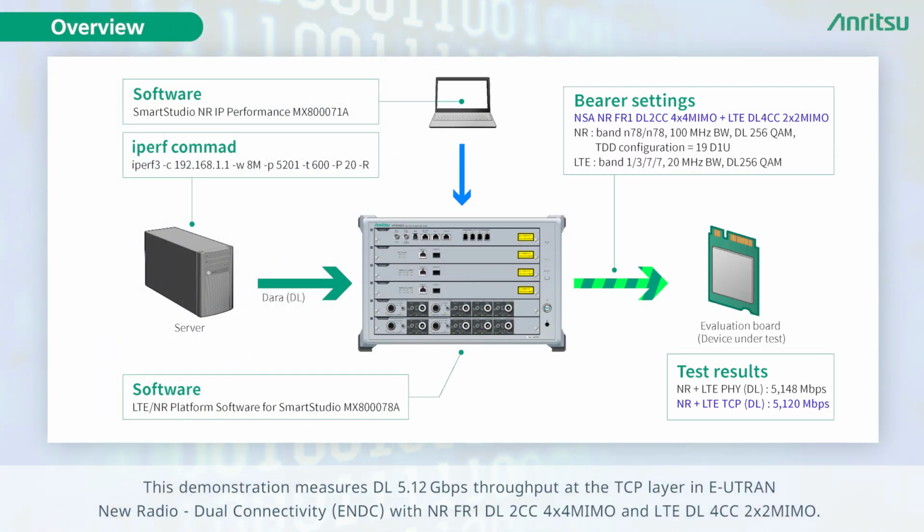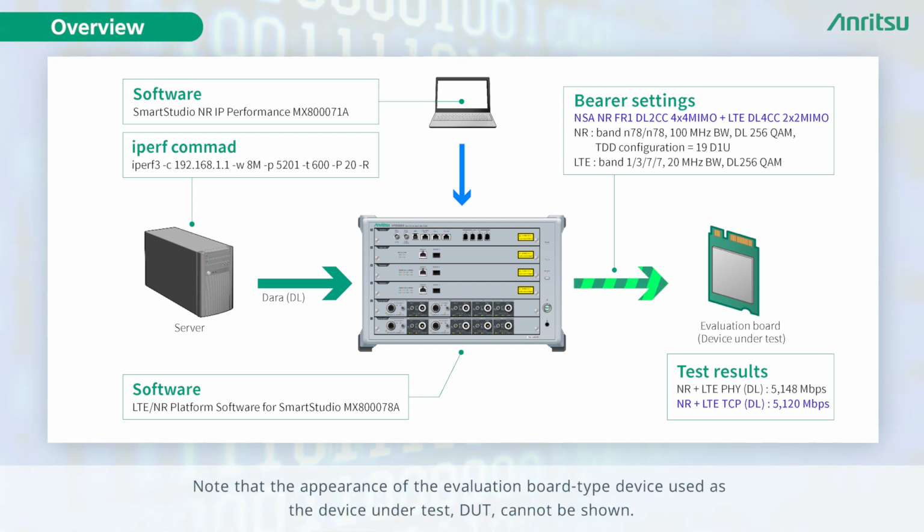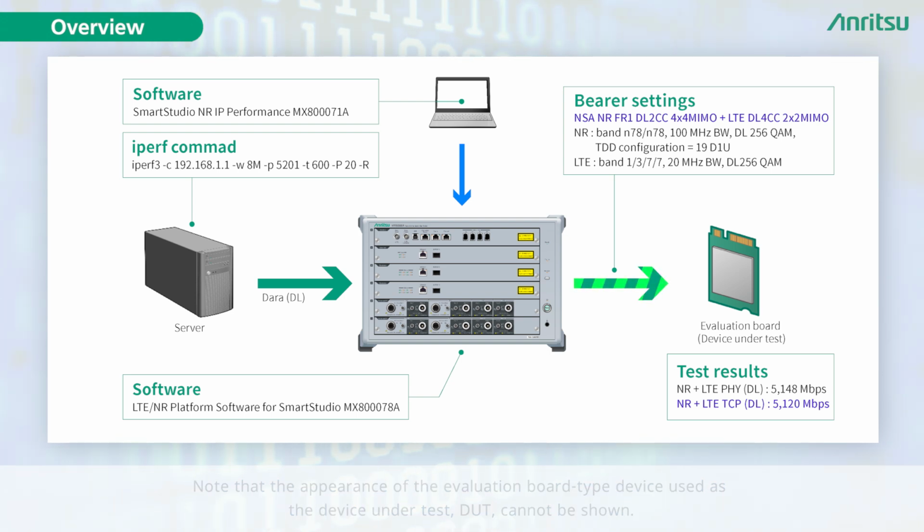This demonstration measures downlink 5.12 gigabits per second throughput at the TCP layer in an E-UTRA NR dual connectivity, ENDC, with NR FR1 downlink 2CC 4x4 MIMO and LTE downlink 4CC 2x2 MIMO. Note that the appearance of the evaluation board type device used as the device under test, DUT, cannot be shown.